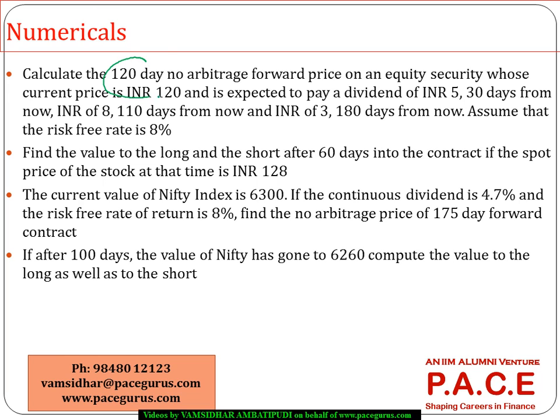Calculate the 120-day no arbitrage forward price. This forward contract is going to expire in 120 days on an equity security whose current price is 120. So S0 is 120. It is expected to pay a dividend of 5 thirty days from now. Okay, so I need to subtract the present value of dividends. So 5 is going to be paid 30 days from now, 8 is going to be paid 110 days from now, and 3 is going to be paid 180 days from now.